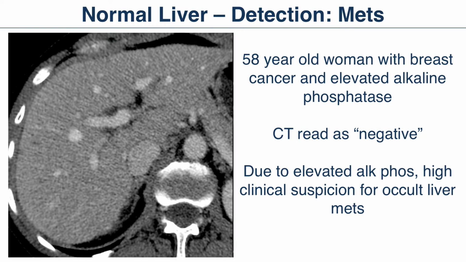Okay, now, here's a 58-year-old woman with breast cancer, and she has an elevated alkaline phosphatase. Elevated alkaline phosphatase in someone who has a possibility of having liver metastases makes you worried that there are liver metastases. This CT was read as negative. Does anyone see the metastasis?